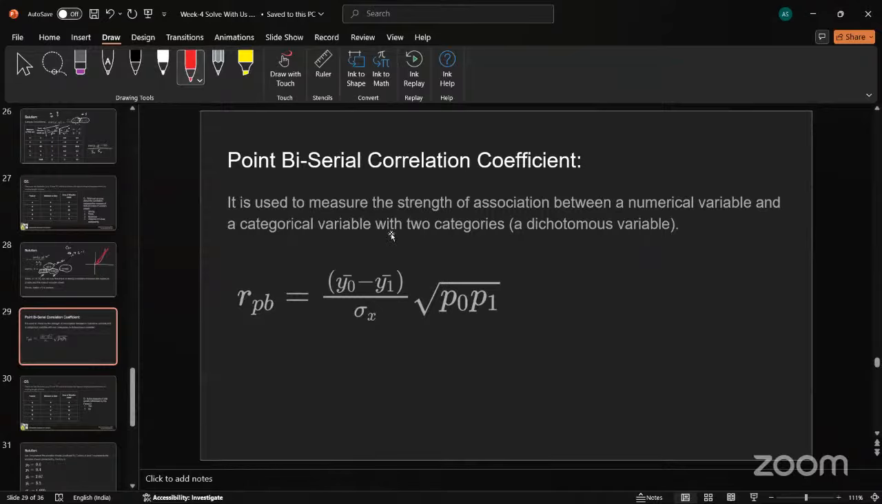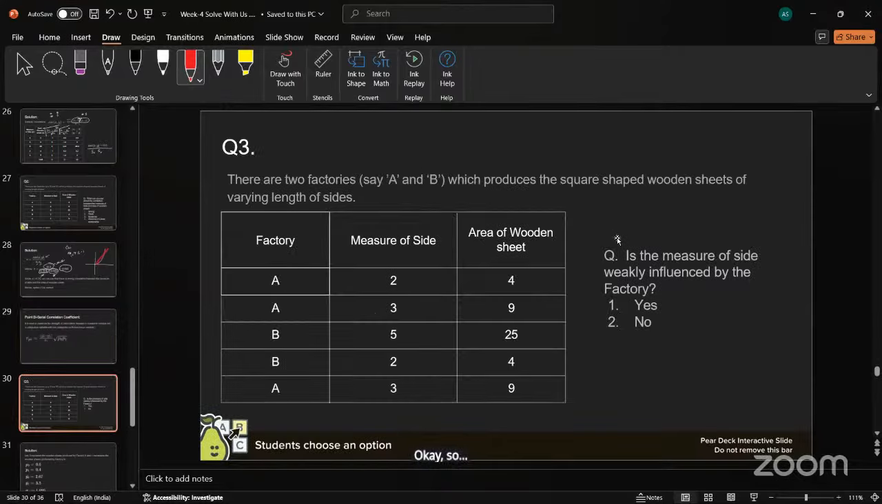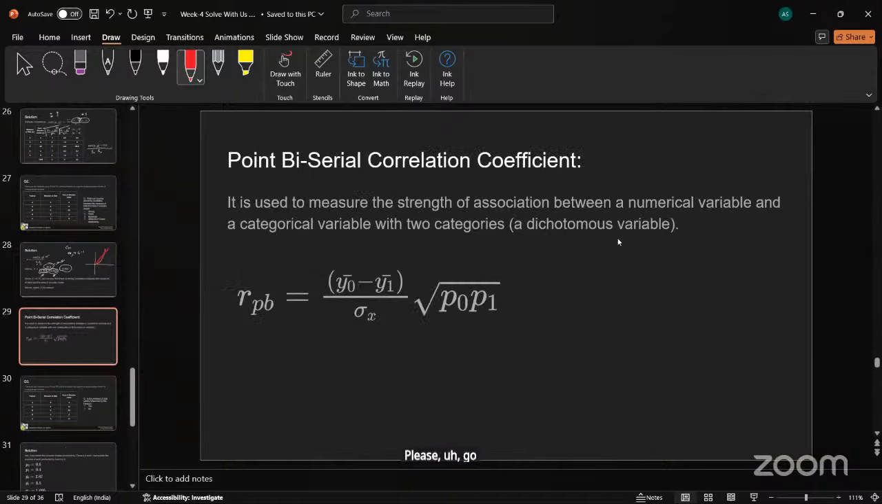Now, next is the point biserial correlation coefficient. It is used to measure the strength of association between a numerical variable and a categorical variable with two categories. Okay, so calculate the point biserial. Please go back to the slide, one. Okay, you know the formula. What is P0 and P1? It's the proportion of the zeroth category and the proportion of the first category.